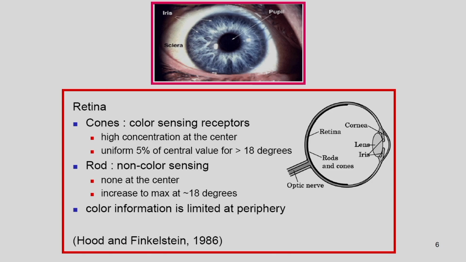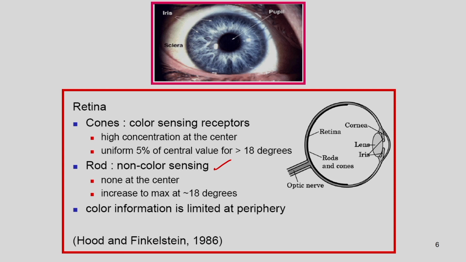And let us see the structure of the human eye. If you see the retina in the human eye, the retina has two types of photoreceptors that convert the light photons into electrical signals. One is called rods and the other is called cones. Rods are non-color sensing receptors and cones are color sensing receptors. That means the cones are responsible for color vision and the rods are responsible for monochromatic vision.